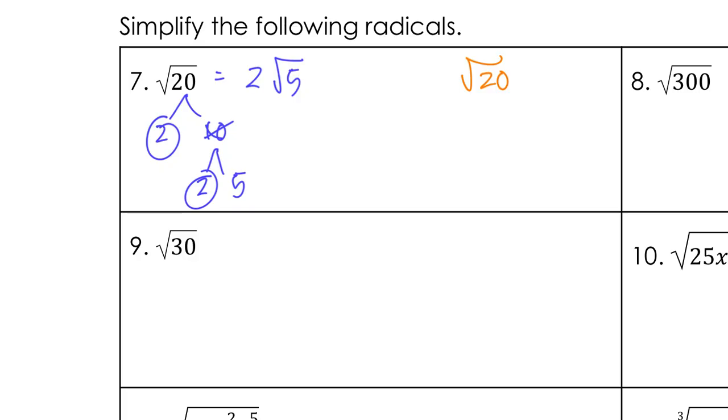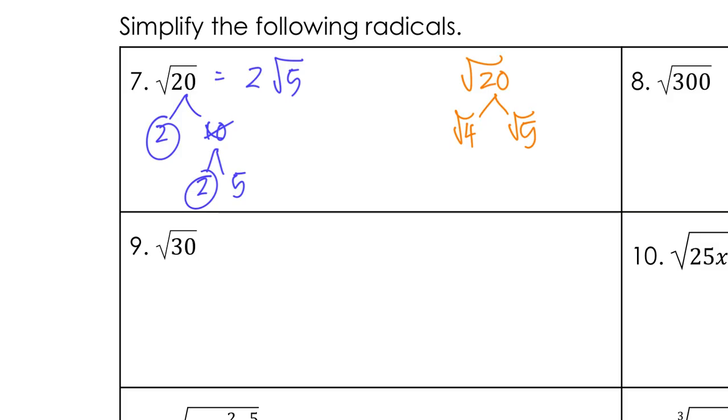We have 1. We have 4. We have 16. So those numbers. What perfect square is my number divisible by? 20 is divisible by 4. So I can break this up into the square root of 4 and the square root of 5, because 4 times 5 is 20, right? Would you agree? Are we following?